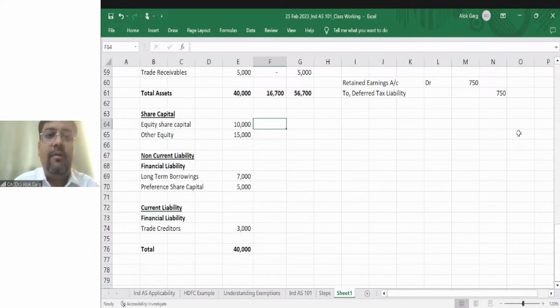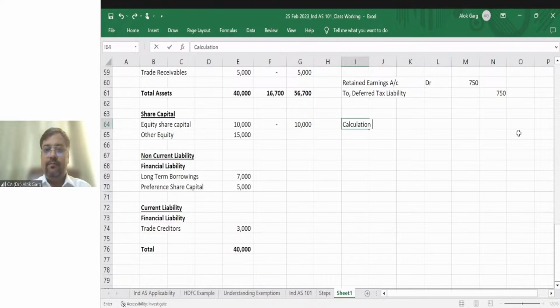Right. Now in equity share capital, there is no change, right? It will be your equity share capital only. But as far as other equity is concerned, in other equity, there is a change. Your opening reserves and surplus in IGAP was 15,000, right? So what is the value of this other equity? Calculation of other equity, means calculation of retained earnings.